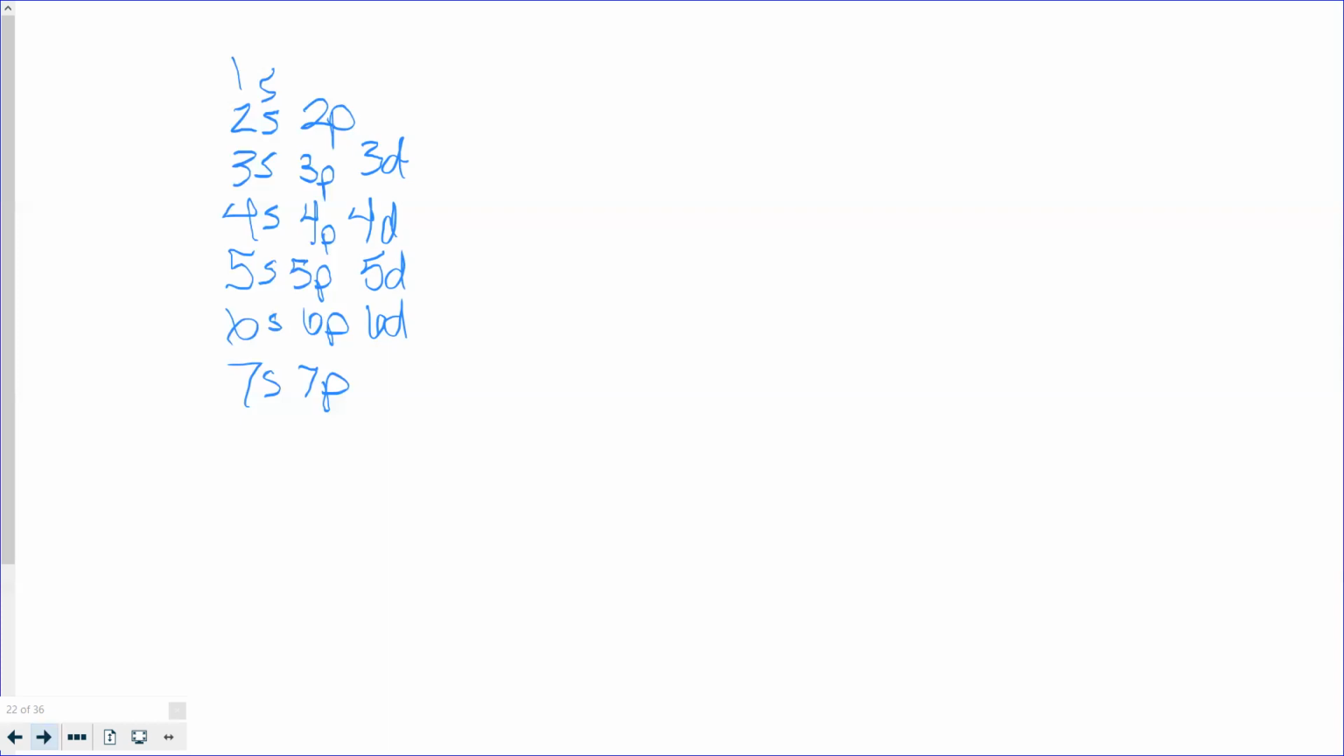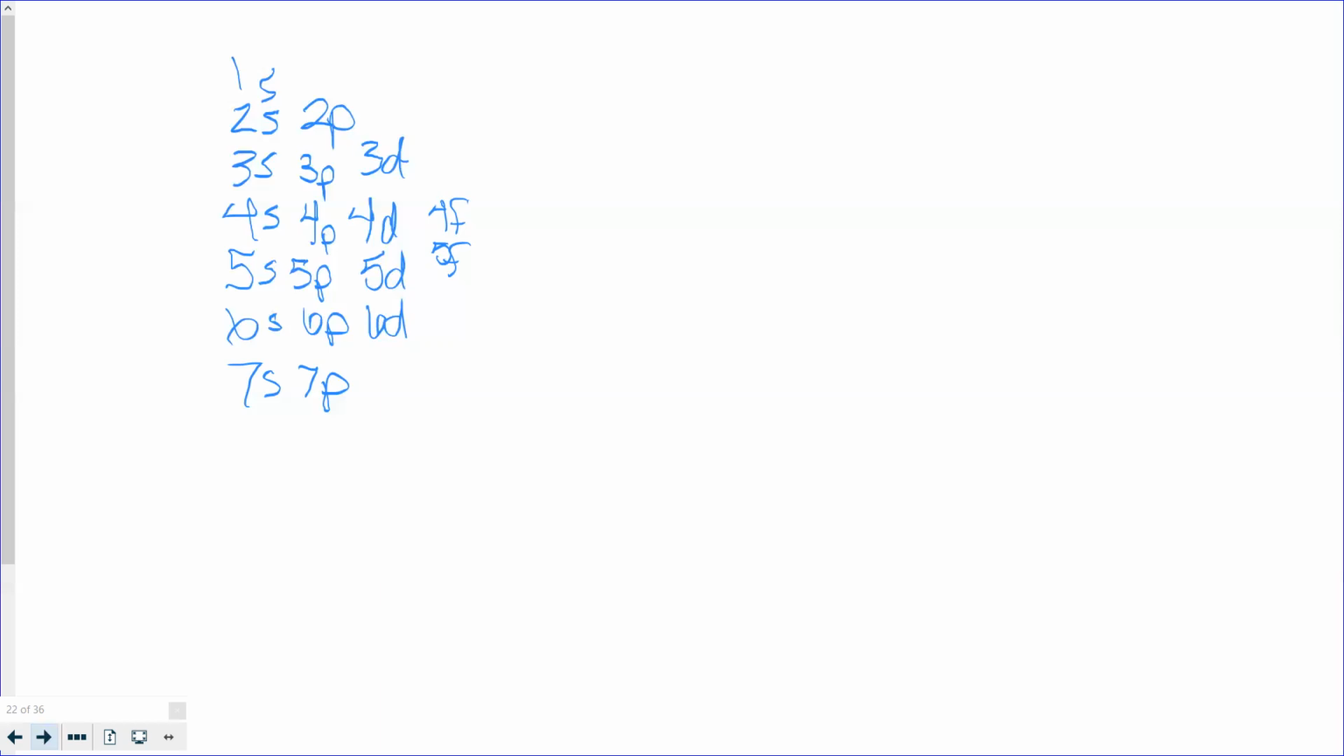Then our fourth energy level has our F sublevels. So there's a 4F and a 5F. So this kind of looks like a sideways triangle if everything is lined up. So your diagonal diagram is going to be read from top to bottom, but from right to left diagonally.